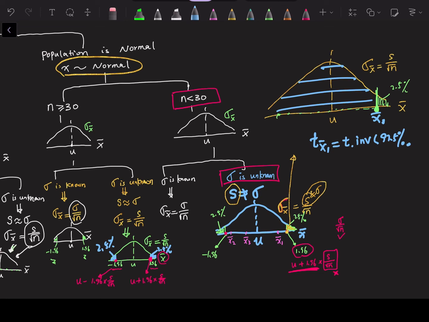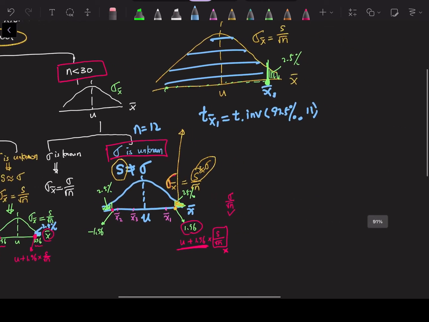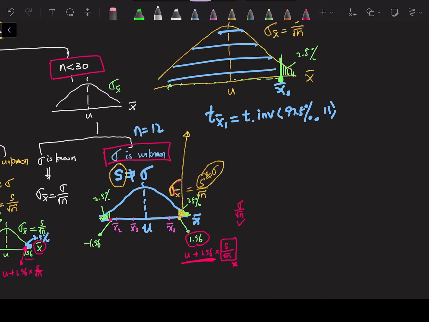And you should give the degrees of freedom, that is the number of observations minus 1. So let's suppose n in this case is 12, then the degrees of freedom will be 11. And then you get a t statistic. In this case, t should be greater than 1.96 because the t distribution is more spread out. Let me give you a comparison between the t distribution and z distribution.